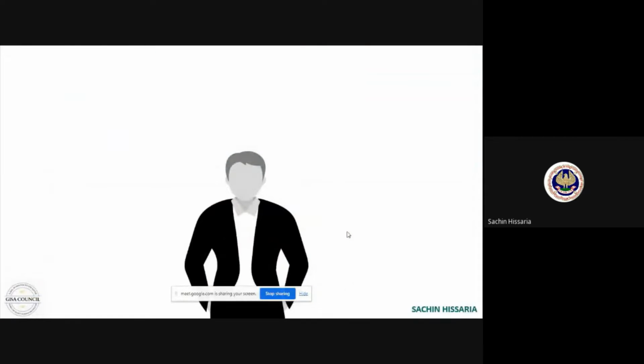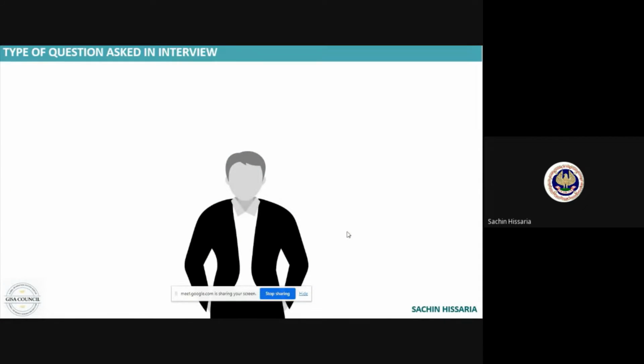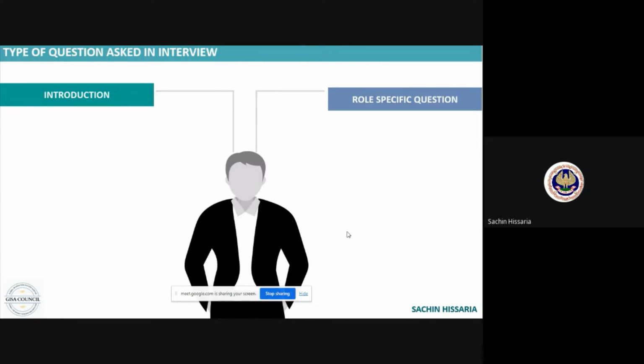So basically, guys, whenever you appear for any interview, they will ask you four types of questions. First, everybody knows that interviews start with the introduction round, so they will ask you to introduce yourself. The second would be some role specific questions. For example, here we are discussing information system audit, so they would be asking us some role specific questions that are required to help us execute the task.